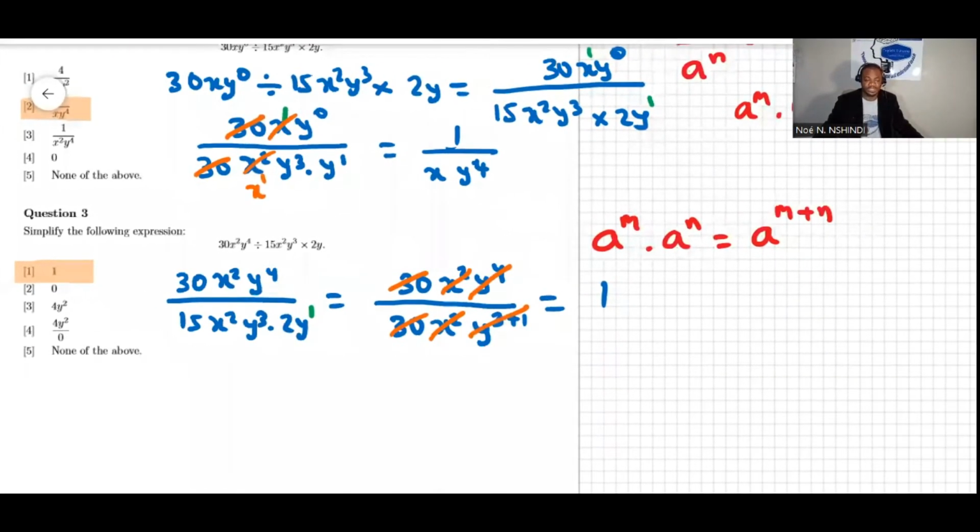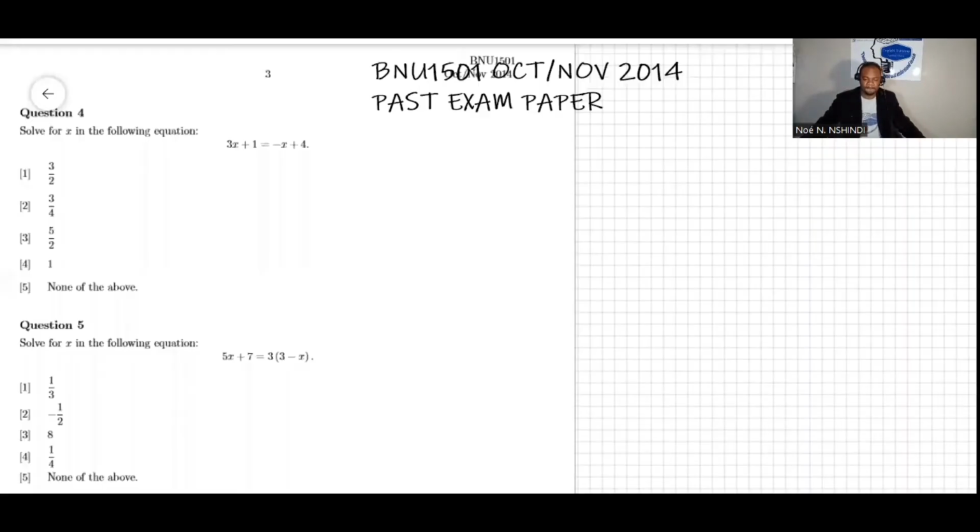Well, now the next question is in the next page, question 4. The question says: solve for x in the following equation. The equation is given as 3x plus 1 equal to negative x plus 4. So over here, I am going to write it over: 3x plus 1 equal to negative x plus 4. Over here, what can I do?